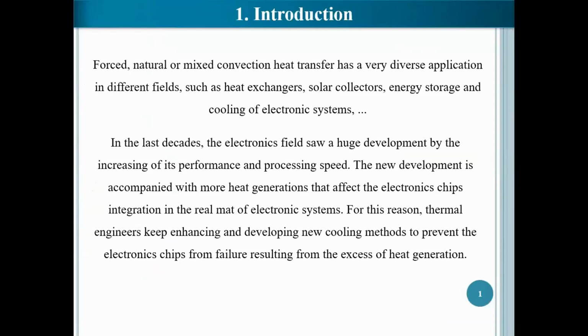Introduction. Forced, natural or mixed convection heat transfer has very diverse applications in different fields such as heat exchangers, solar collectors, energy storage, and cooling of electronic systems.